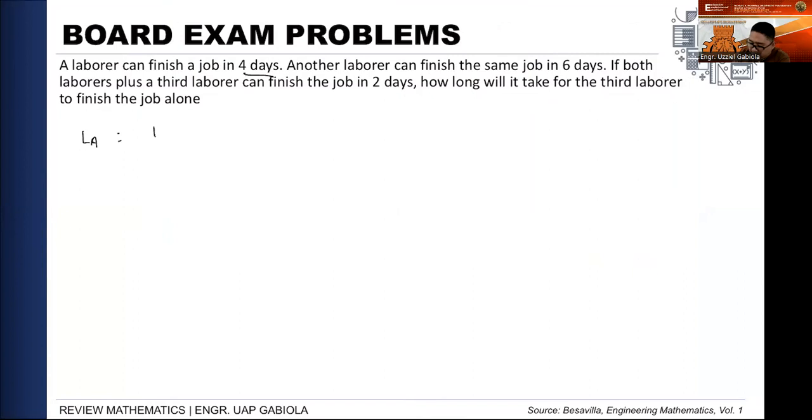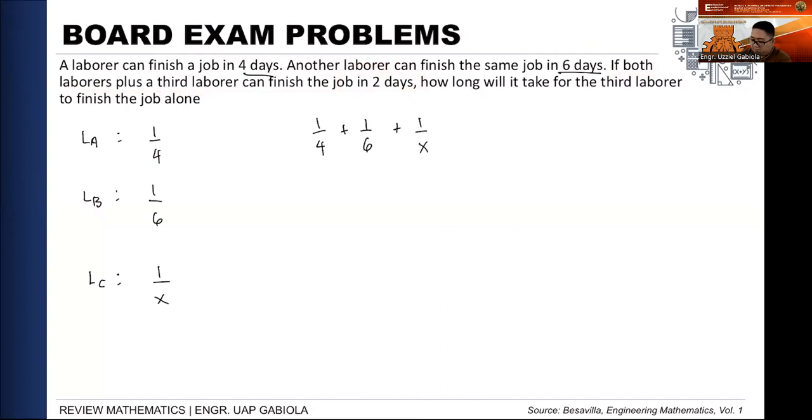So, in 1 day, ang rate niya is 1/4. Si laborer B, yung second one, meron siyang rate na 6 days na kayang matapos. So, ang rate niya is 1/6. Okay? Si third laborer, yun yung hindi natin alam, no? Pero kapag nagtrabaho daw sila ng sabay, ng tulong-tulong, they can finish the job in 2 days. So let natin na X yung unknown na rate na kayang tapusin ni third laborer by doing the job alone, no? So pag nag-work together daw sila, ibig sabihin magtutulong-tulong silang tatlo.